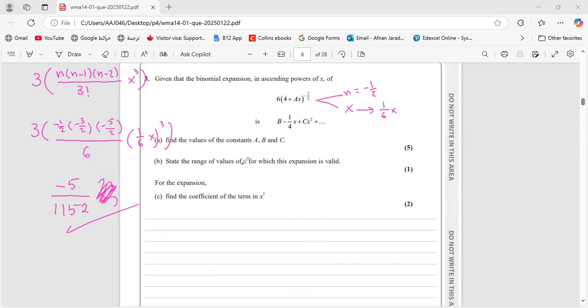This question is question number 3, which is about binomial expansion. Question number 4.